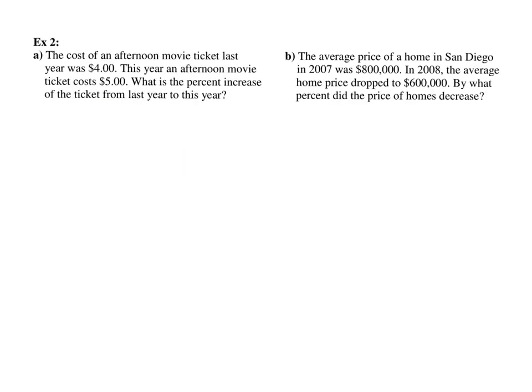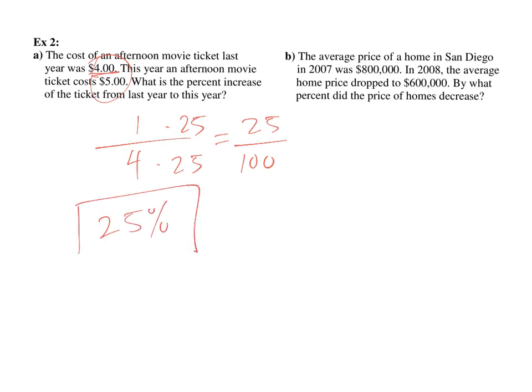The cost of an afternoon movie ticket last year was $4. This year, an afternoon movie ticket costs $5. What is the percentage increase of the ticket from last year to this year? So what was the change in price? It was $1. What was the original price of the ticket? It was $4. So we have our setup. Piece of cake now. Let's get 100 on the bottom. 25 over 100. So the ticket price has increased 25% over the past year.